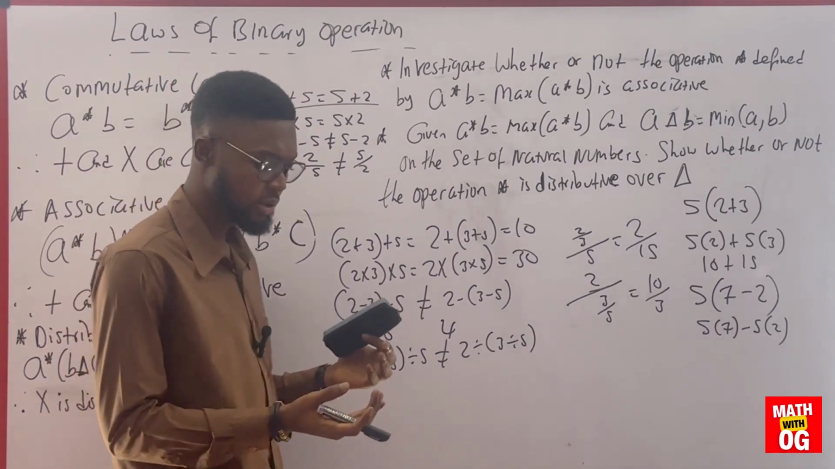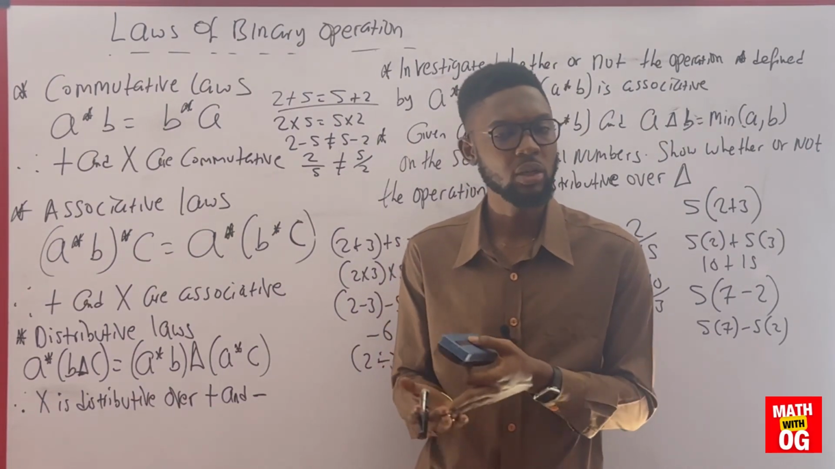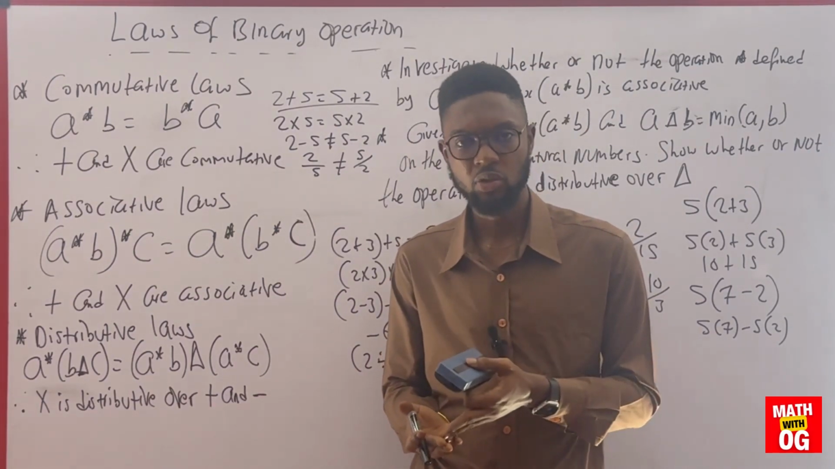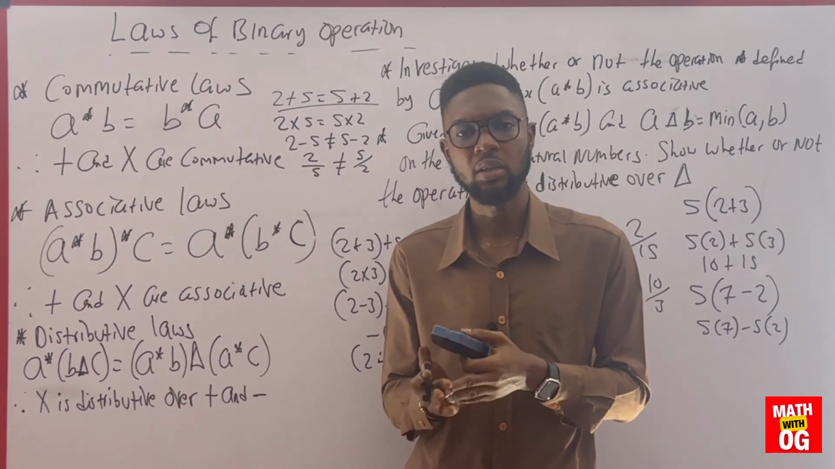So now that you know that, at the back of your mind, you always remember that addition and multiplication are commutative, addition and multiplication are associative, and multiplication is distributive over addition and subtraction.